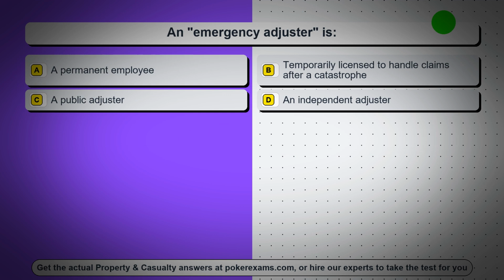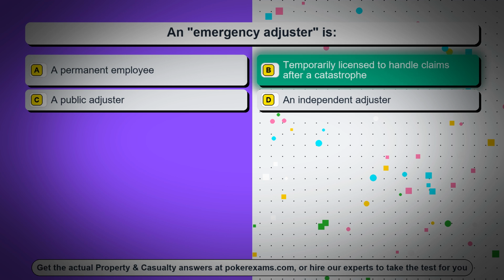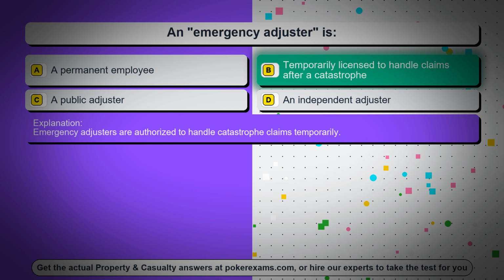Question 56. An emergency adjuster is. Option A, a permanent employee. Option B, temporarily licensed to handle claims after a catastrophe. Option C, a public adjuster. Option D, an independent adjuster. The correct answer is option B, temporarily licensed to handle claims after a catastrophe. Emergency adjusters are authorized to handle catastrophe claims temporarily.